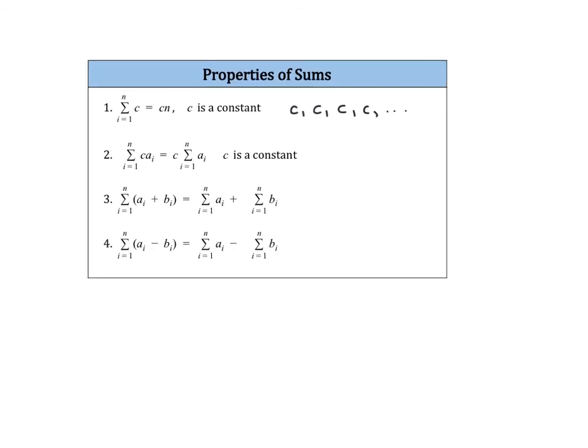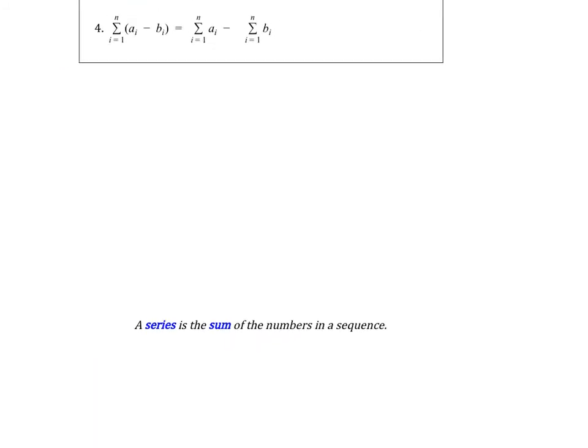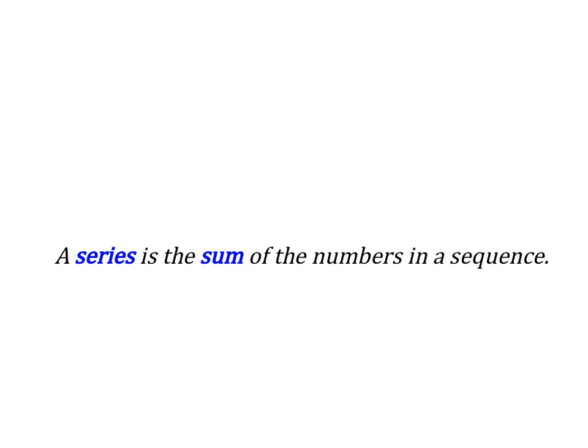Now, all of these summations that we've been doing are technically what are called series. A series is essentially when you take the sum of the numbers in a sequence. So a series is written using summation notation. And essentially the only difference between a series and a sequence is that a sequence has commas between your terms and a series has plus signs between your terms, showing that you're adding them up.